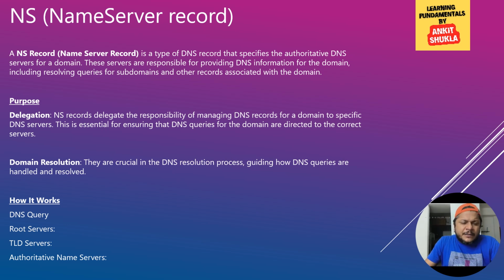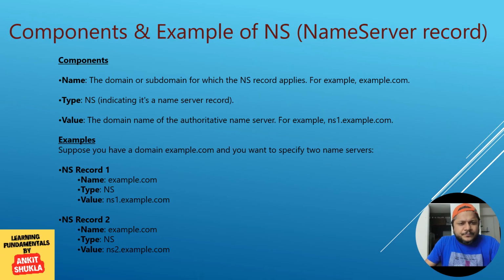Let's understand the components and some examples of NS records. We have three components in a name server record, just like other records we had. We have name, type, and value. The name defines the domain name for which the name server record is applied. For example, google.com. Type would be NS, just like TXT. The type here would be NS. That indicates that it's the name server record, right? Then it has a value, the domain name of the authoritative name server.